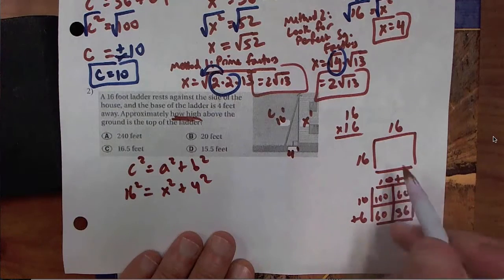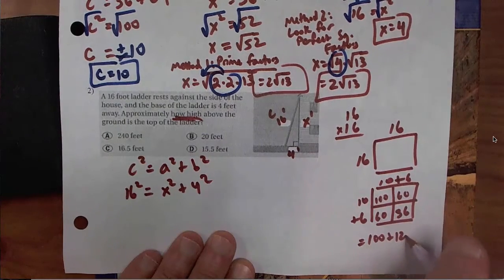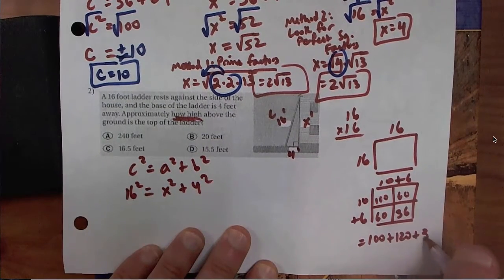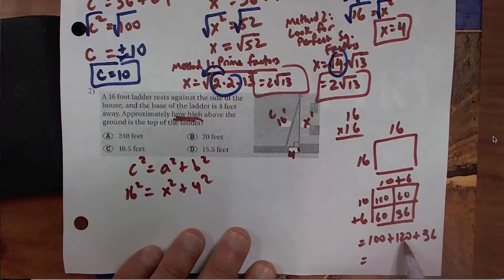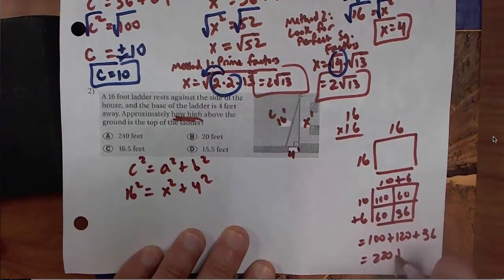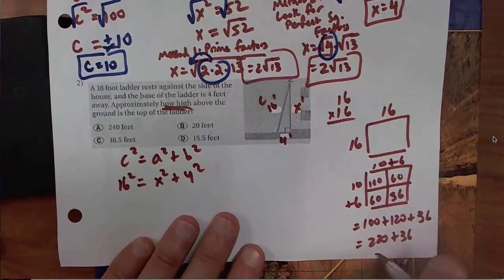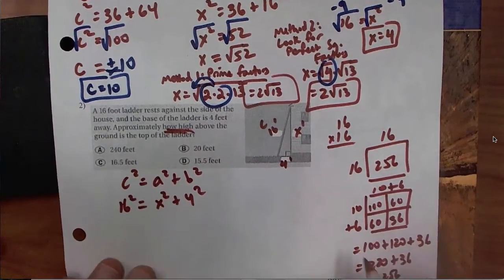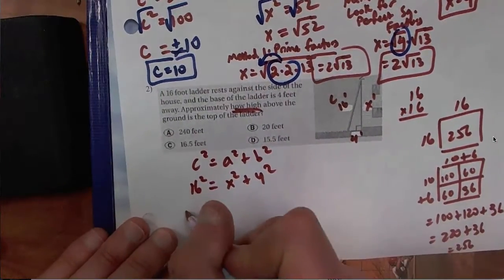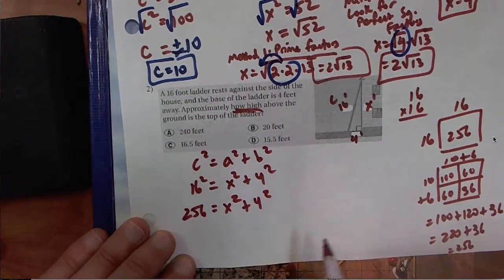And so if I just add these together, it would equal the same area. So I can even do this partially in my head. 60 plus 60 is 120. So the total would be 100 plus 120 plus 36. So this is 220 plus 36. So 220 plus 30 plus 6, so that's 256. So this is 256. Okay, so 16 squared is 256 equals x squared plus 4 squared.